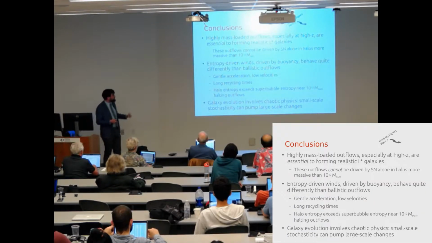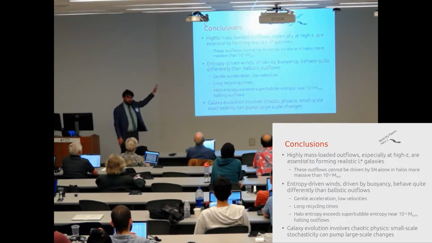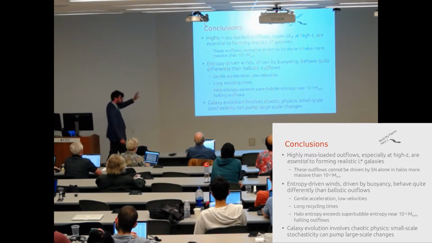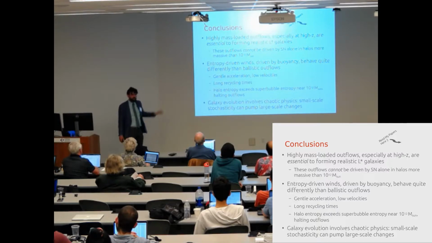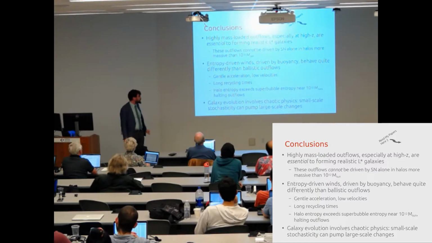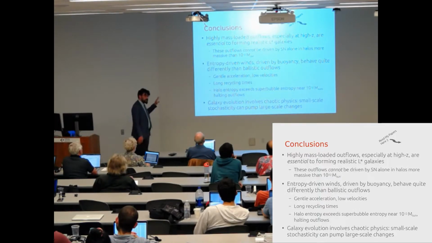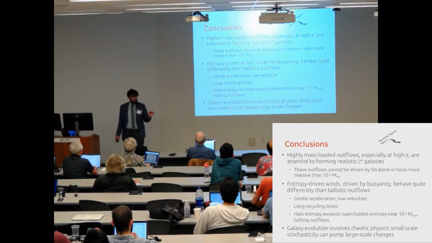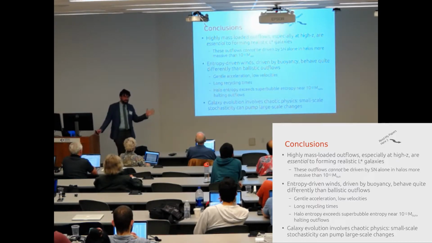So I'm all out of time now. I'll leave you with my three big conclusions. One, high mass loadings at high redshift are essential to forming L-star galaxies. Two, that entropy is a way of driving these winds much more effectively than simply launching them out ballistically. And three, that galaxies are chaotic systems, and small but noticeable changes can be introduced just by tiny perturbations in either the initial conditions or the numerical algorithms we use. Thank you for sticking through that.